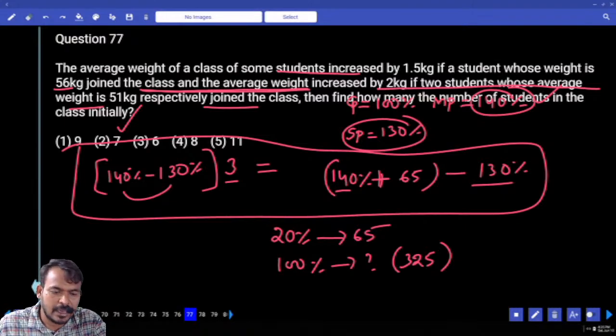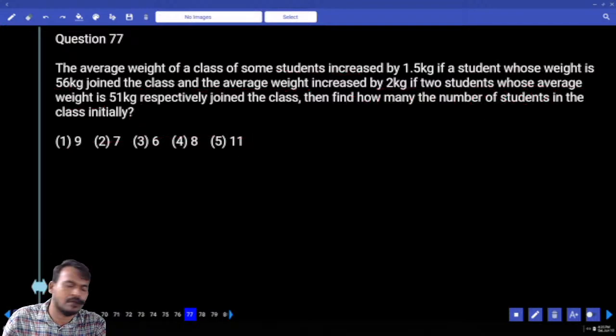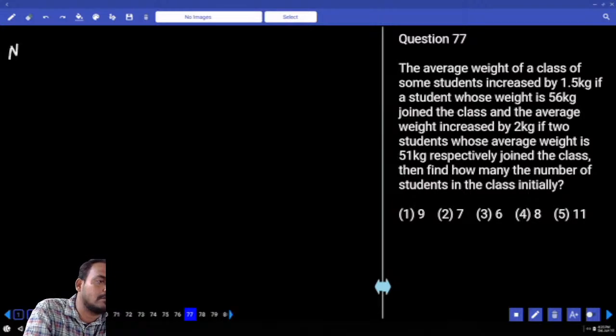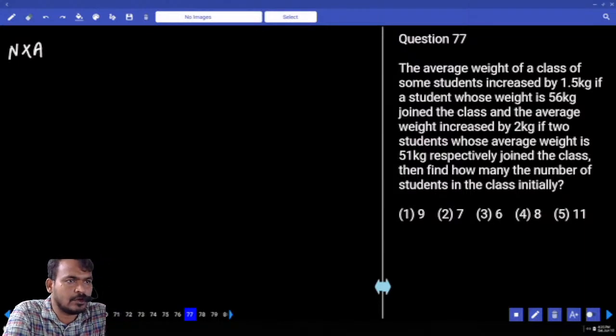77. The average weight of a class of some students is increased by 1.5 kgs when a student whose weight is 56 kgs joins the class. And if two students whose average weight is 51 kgs respectively join the class, the average weight is increased by 2 kgs. Find the number of students in the class initially. First of all, we consider the initial number of students as n members. For n members we consider the average as a. N into a is the original sum.